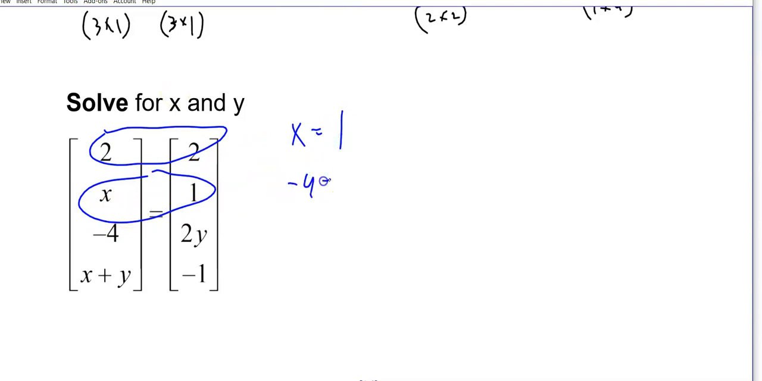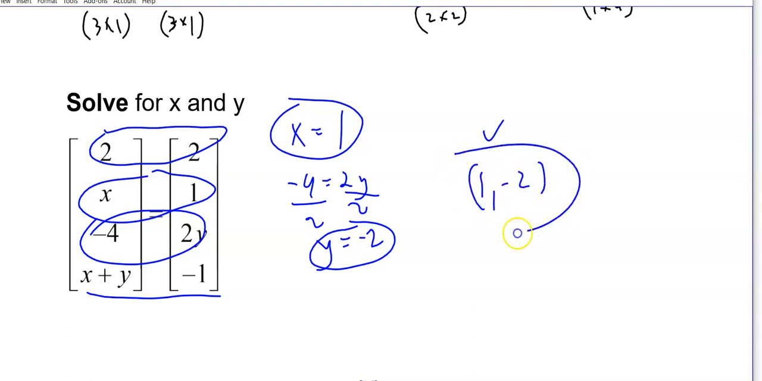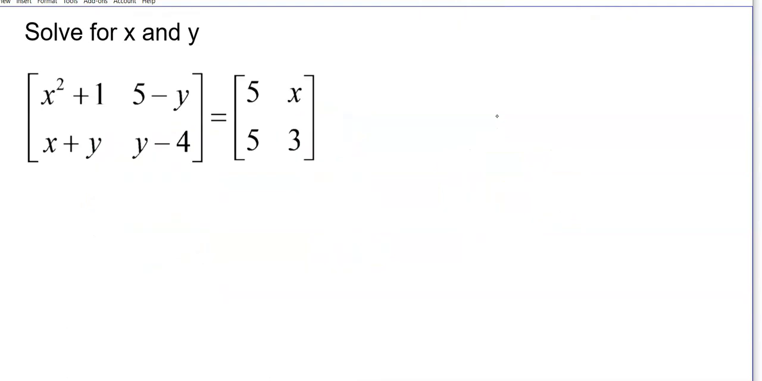Negative 4 must equal 2y. So if I solve for y, I get y equals negative 2. So I know those two things are true. Then just double check the last term there. If I add up 1 plus negative 2, I get negative 1. That works. The system solution would be 1 comma negative 2. This whole chapter, writing answers like ordered pairs if they're a solution to a system, is a system in disguise. It's a different way of writing it.